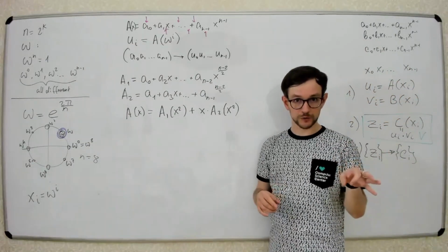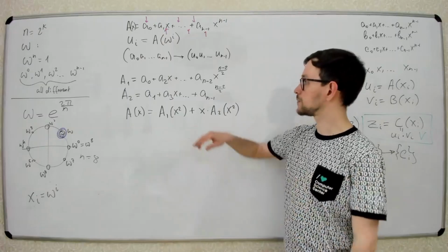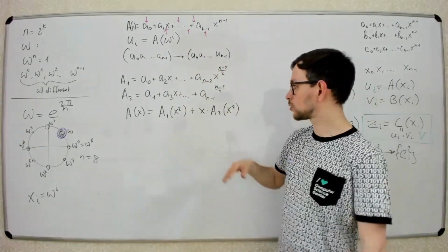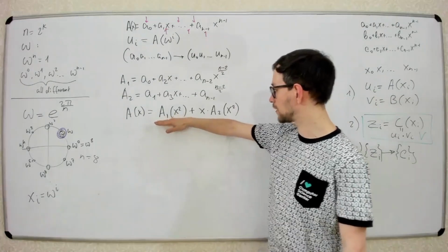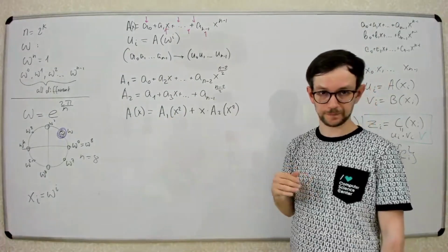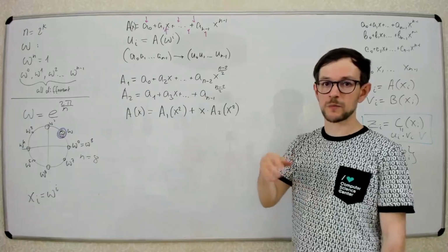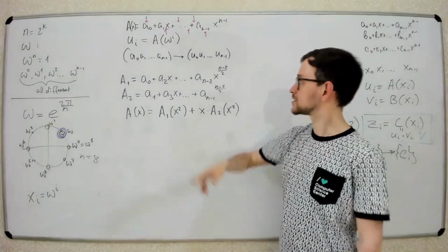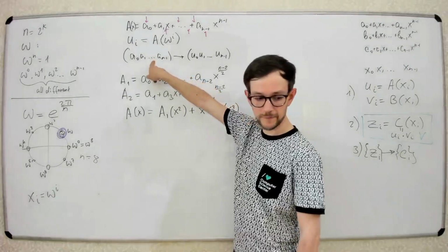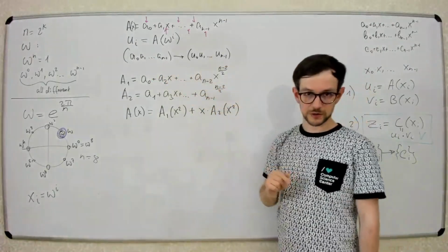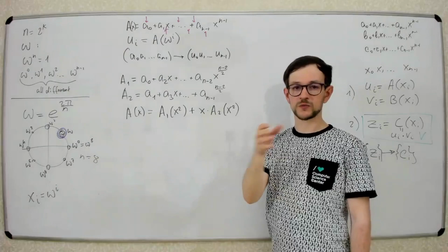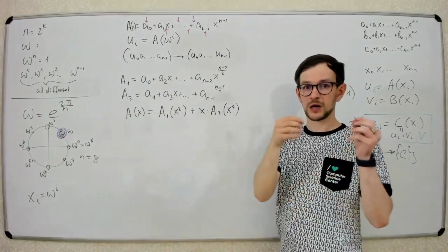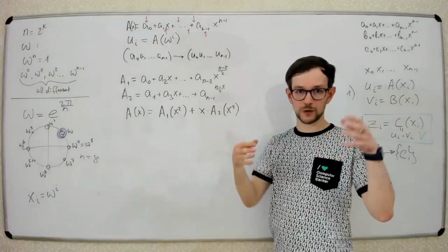Now, I want to use the divide and conquer technique. So to calculate my polynomial a in these points, I need to calculate the value of polynomials a1 and a2 in these points. So I want to split my problem into two problems. My problem is to take the coefficients of polynomial a and calculate these values. I want to divide this problem into two problems. So I will divide the coefficients of my polynomial into two separate polynomials.